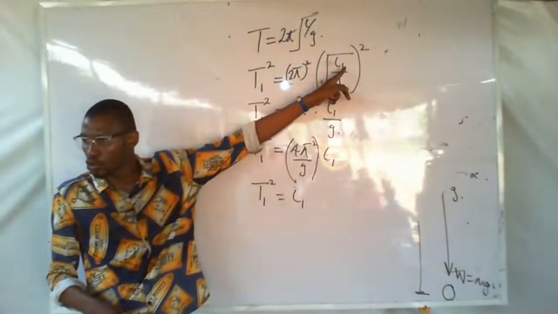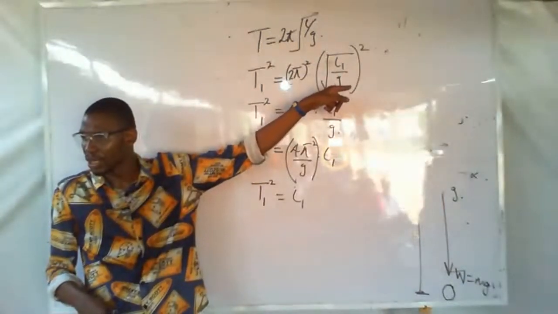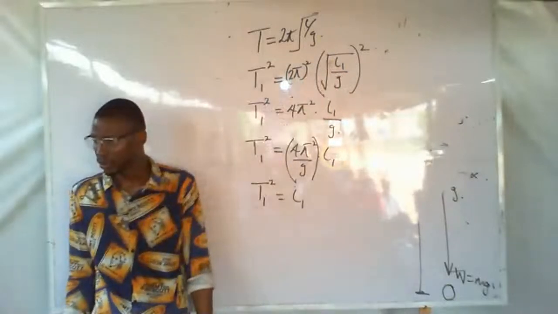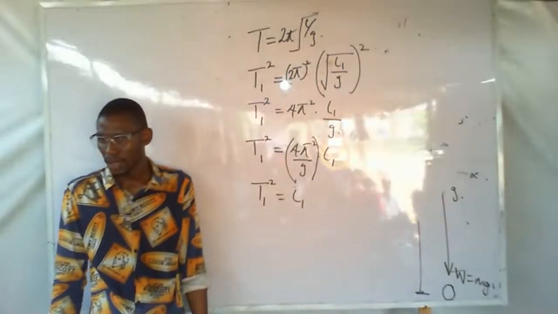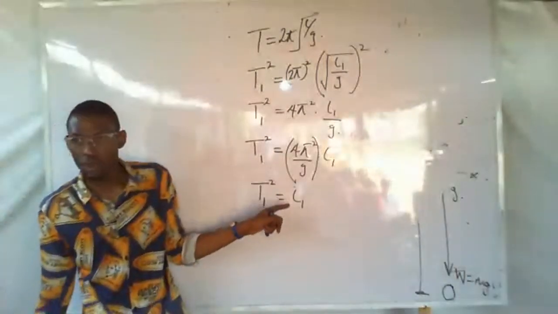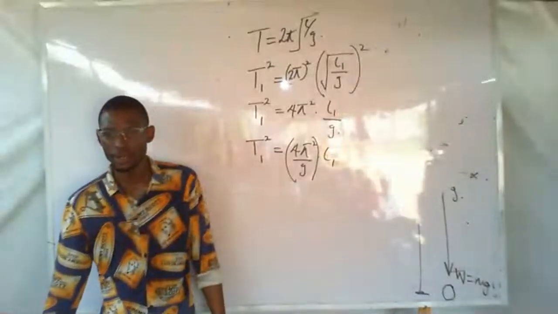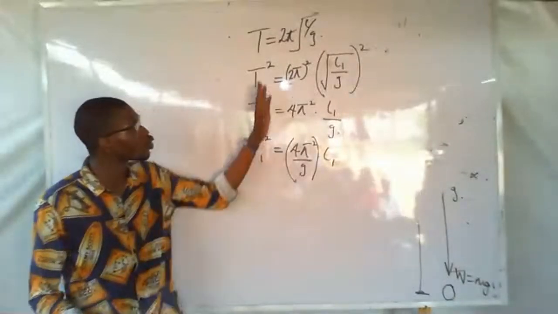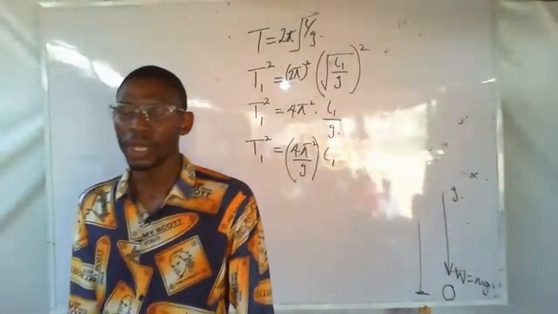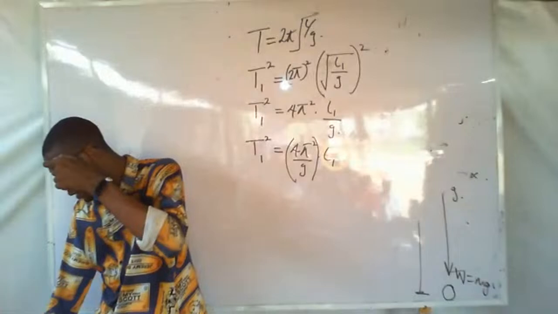When you square these two, root L over G times root L over G, it will give you L over G. Are you getting what I'm saying? Wait, I'll write this one first. There is something I want to bring out. Just write this first.